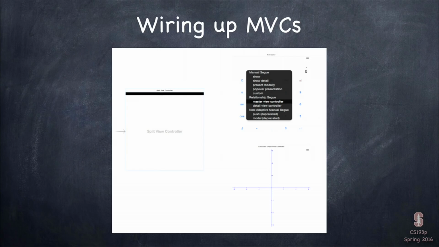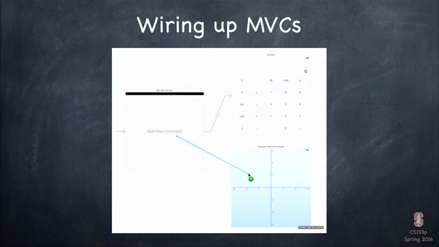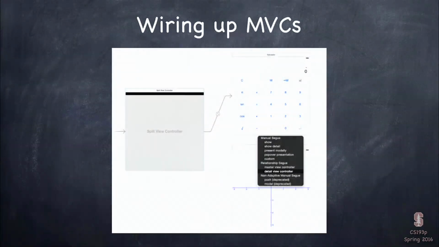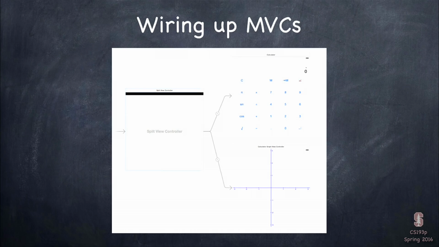Those don't make sense here. So let's pick the master. It's going to create a connection, the master connection. Control drag down here. I'm going to pick detail. It's going to make a connection down there. Voila, I've wired up my split view controller.